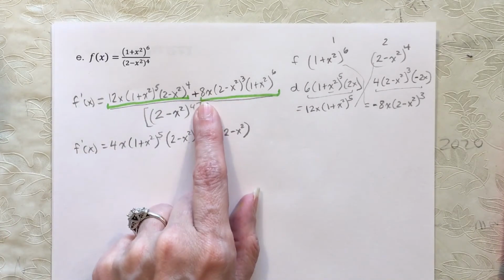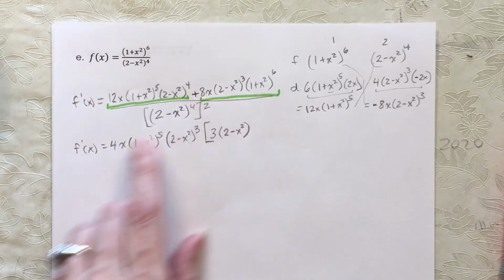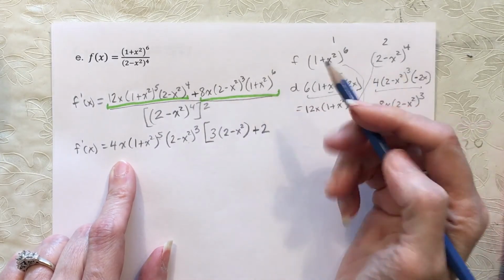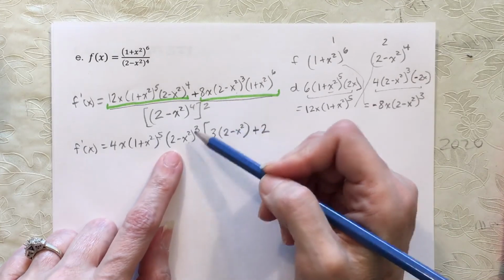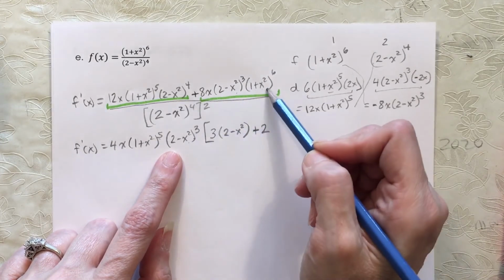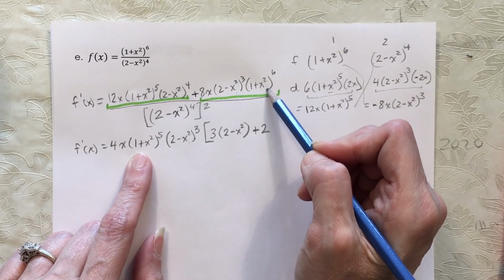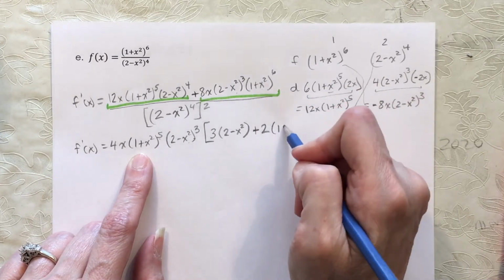Now we're on to the second one. So dividing positive 8x by positive 4x is going to give me positive or plus 2. 2 minus x squared cubed divided by itself is 1. 1 plus x squared to the 6th divided by 1 plus x squared to the 5th is 1 plus x squared.